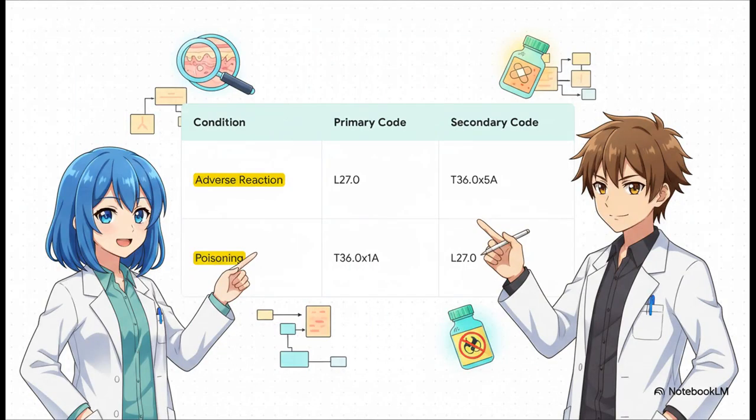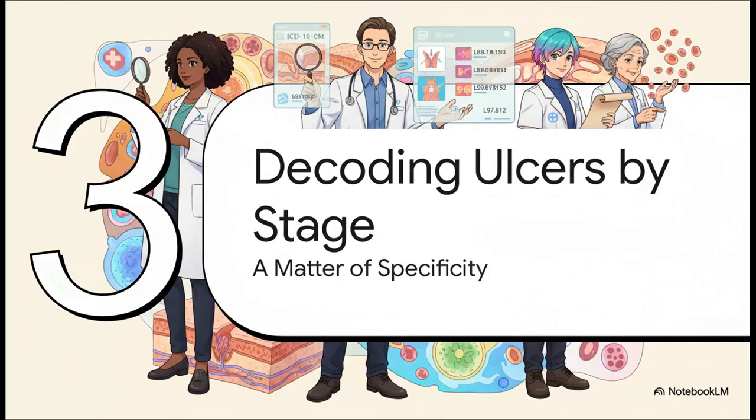And boom, here is the impact in black and white. Look at this. For an adverse reaction, the dermatitis code, the L code, comes first. That tells the story that the skin condition is the main problem. But for a poisoning, the T code for poisoning comes first, signaling that the improper use of the drug is the star of the show. It's the same drug, the same rash, but the sequence of the codes tells a totally different story. All right, let's keep it moving.